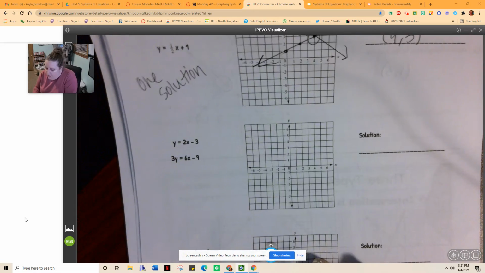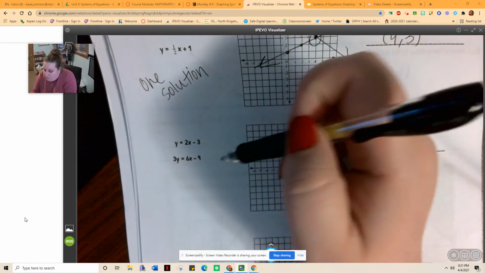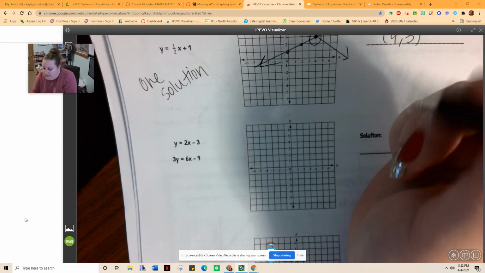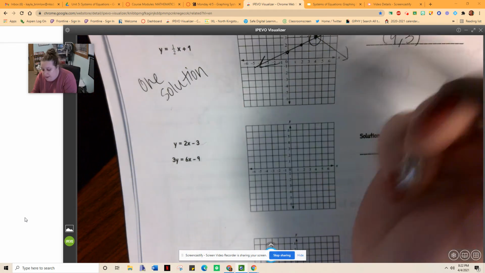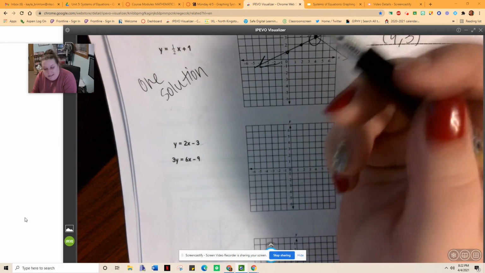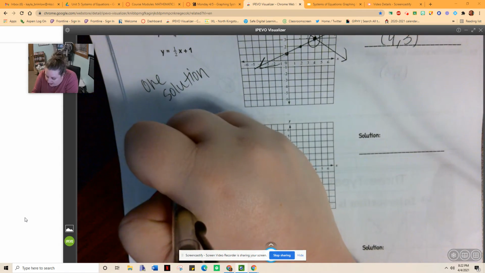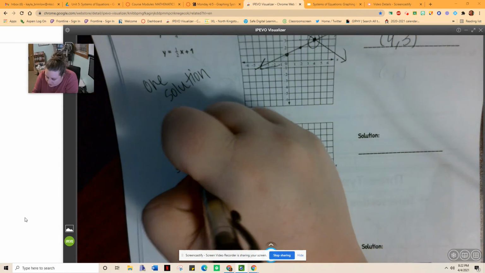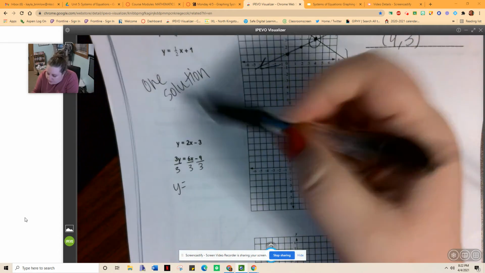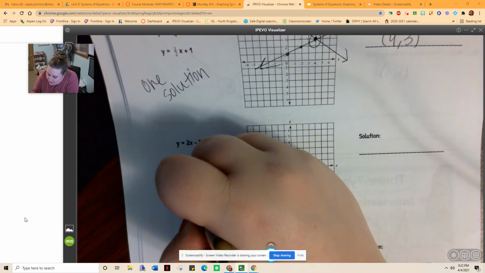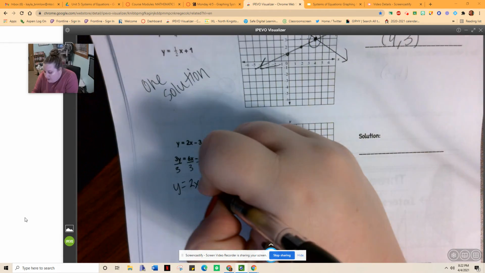Okay. All right, so next one. I have y equals 2x minus 3, and then I have 3y equals 6x minus 9. Now, even though this is y equals, there's a 3 in front of it, and it's being multiplied by the y. I need it to be just y equals. So the opposite of multiplying is to divide. However, I need to divide each term by 3 to keep it balanced. So this is y equals. So 6 divided by 3 is 2, and negative 9 divided by 3 is negative 3.